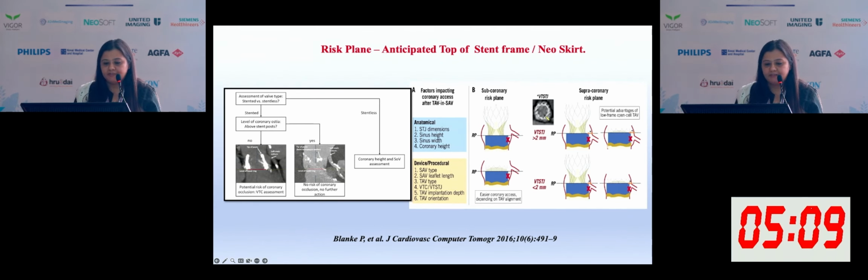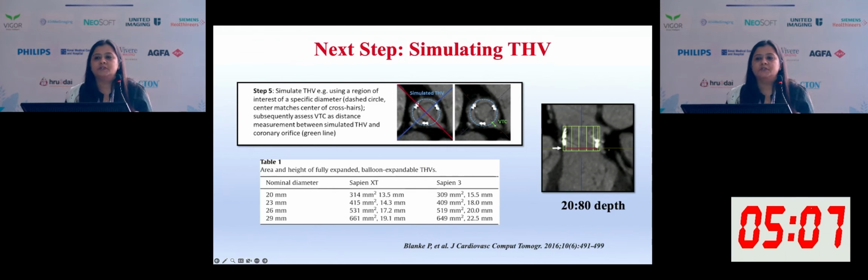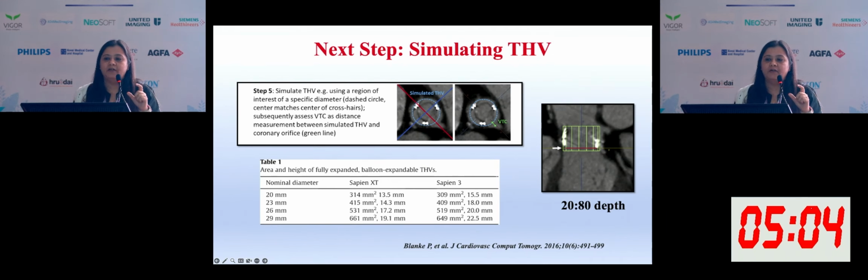So what you do next is you calculate what is called the virtual valve to coronary distance and the virtual valve to STJ distance. This is done by simulating a valve. Once you have your valve size based on your diameter calculation, you create a cylinder of similar size to the valve you are going to implant, and that is shown here on the left figure. Like the previous speaker already said, you can have different depths of implantation, whether it is 20/80, 40/60, depending.